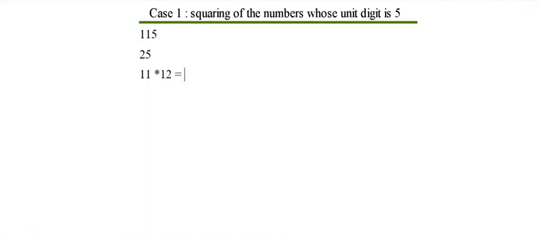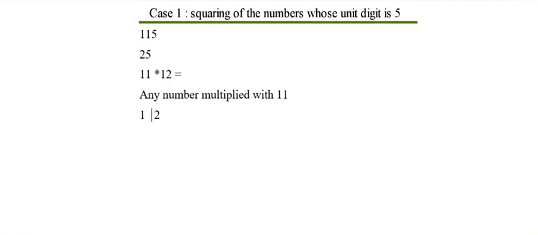Now again, to do 11 into 12, we need some pen and paper. Again we have to do 2 into 1, 2 into 1. I'll tell you one beautiful shortcut for this. Any number multiplied with 11, the shortcut will be the same. What is the shortcut? Let's say what is the number multiplied with 11 here? The number is 12. That means I write it as 1, a gap, and 2.